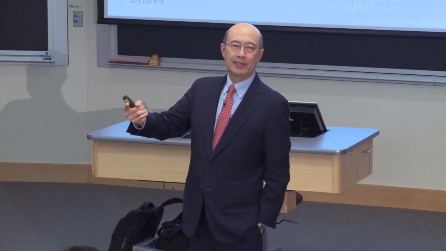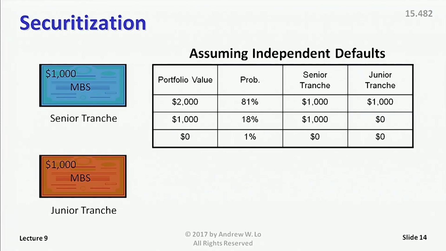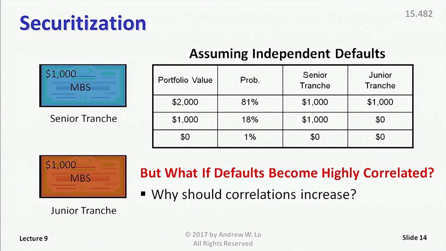So let's go back to the blue and orange pieces of paper. Under my assumption that the underlying green bonds are statistically independent, this is what the probability table looks like. And without any correlation among the defaults, in fact, the pricing that I just described, 990 for the blue bond and 810 for the orange bond, that's correct. But what if the defaults become highly correlated? In fact, what if they become perfectly correlated?